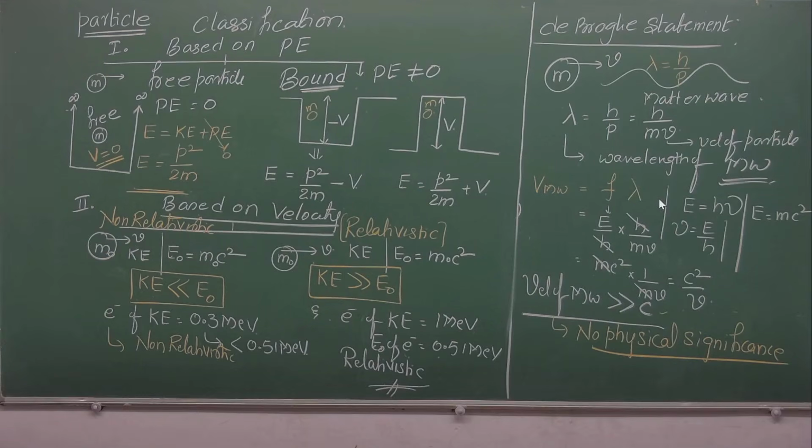So what is rest mass energy? Whenever you are at rest, that energy is called rest mass energy. If the mass is at rest, how much energy? mc square. That is the rest mass energy.